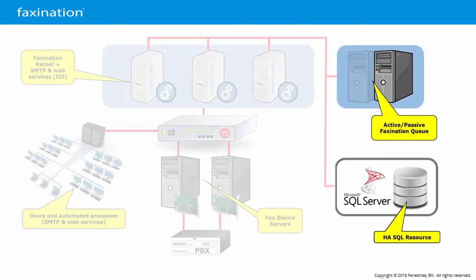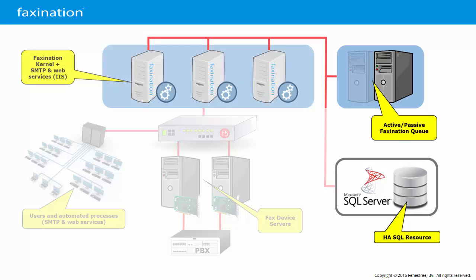In our last video, we installed the Faxination queue service in a dedicated active-passive cluster. Now we're going to move on to installing the kernel nodes in a load-balanced configuration.